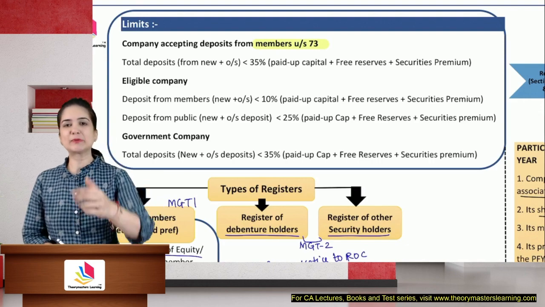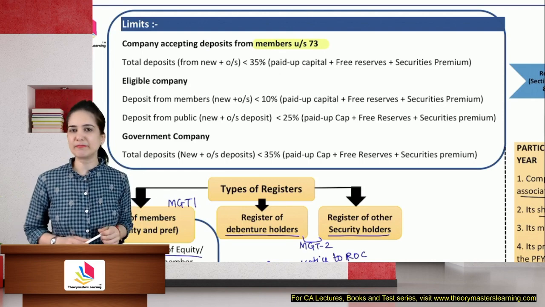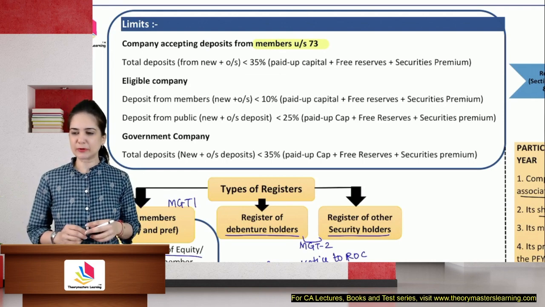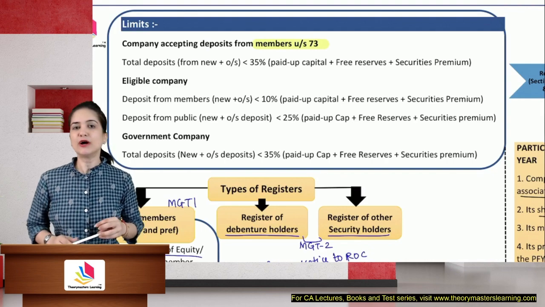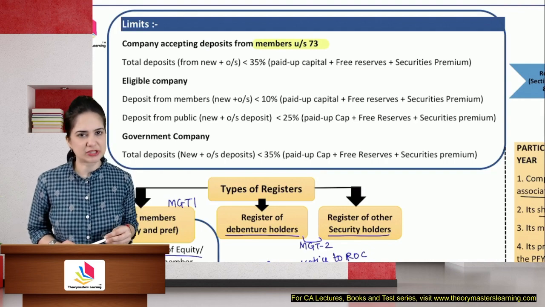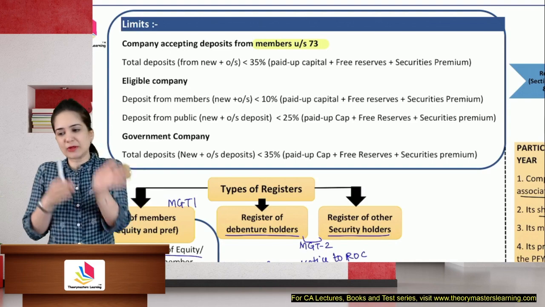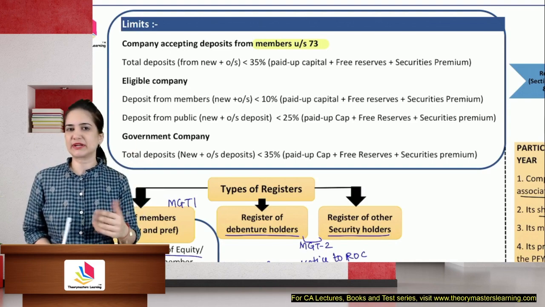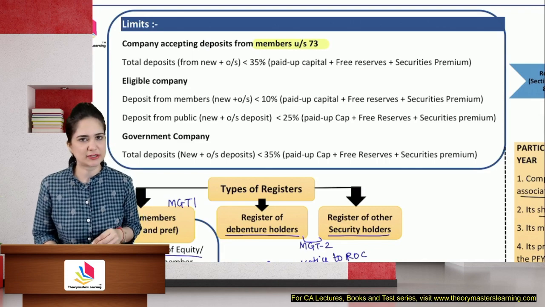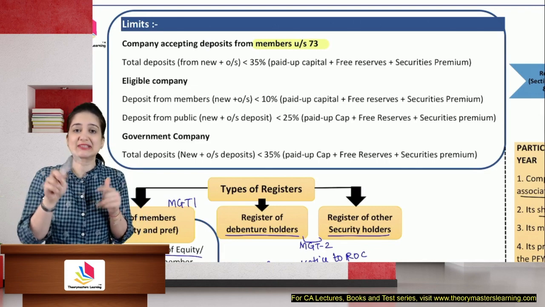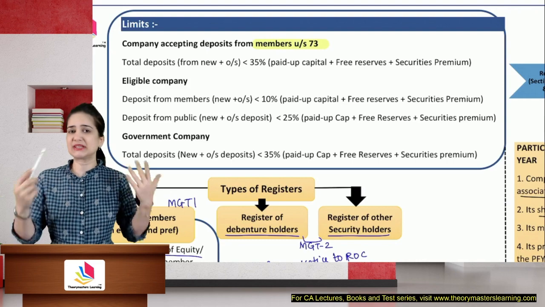If you are an eligible company and you are accepting deposits from members, then the total amount of deposits, that is new plus outstanding, should be less than 10% of the paid up capital, reserves and securities premium, and the amount that you can accept from the public, new as well as outstanding, should be less than 25% of the paid up capital, free reserves and securities premium. So total, it should be less than 35% from members as well as outsiders.